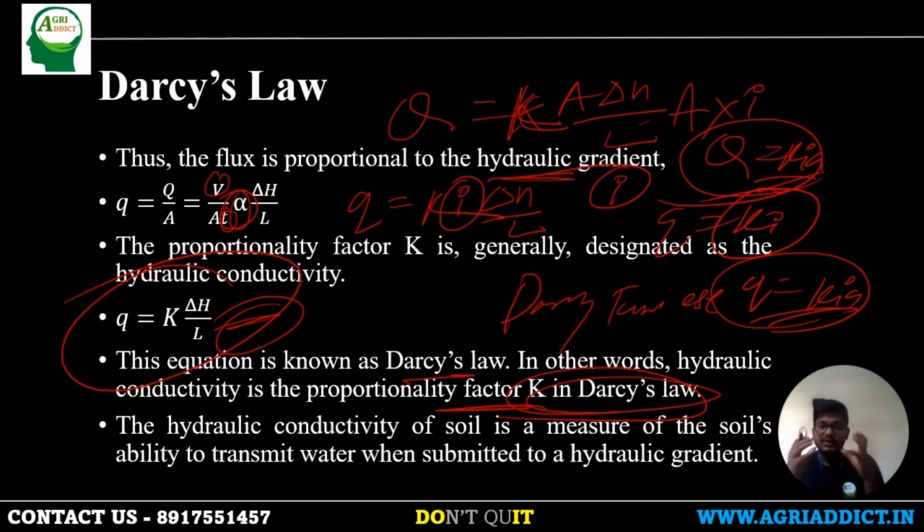So what is hydraulic conductivity? It is a measure of the soil's ability to transmit water when subjected to a hydraulic gradient. When we put water in a hydraulic gradient, how much capacity the soil has, that ability to move the water. Okay, it will transmit that water amount in the hydraulic gradient.